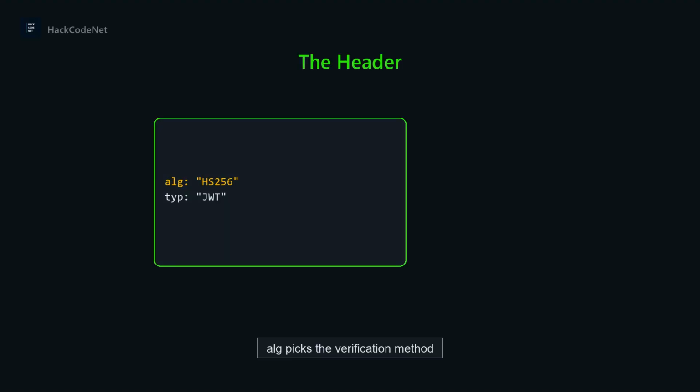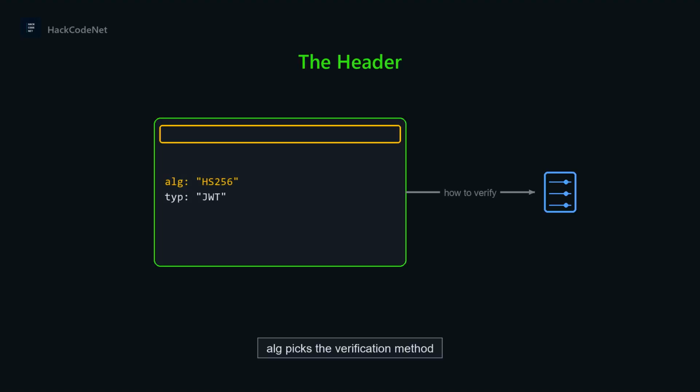The header is a small JSON object declaring the token type and, critically, the signing algorithm in the alg field, things like HS256 for a shared secret, or RS256 for a public-private key pair. This tells the server exactly how to check the signature. And that turns out to be one of the most dangerous fields in the whole token, because in a lot of implementations, the client effectively gets a vote in how its own token gets verified.